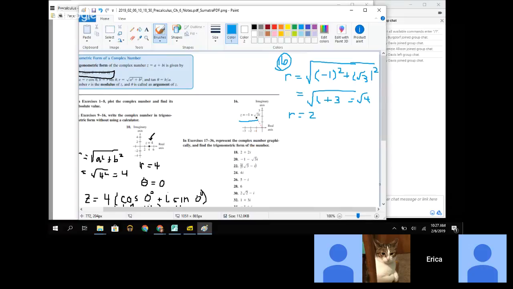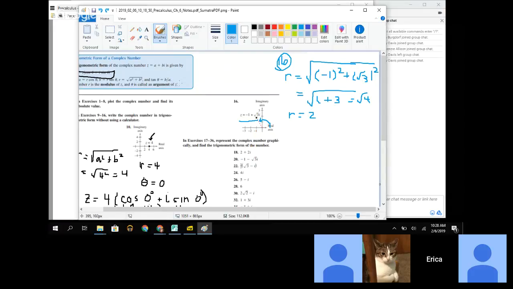Okay, so I know my R value is 2. Now, how do I figure out the angle here? I really can't look at this easily and tell you exactly where that's at, but there is a second part of this. There's a couple different things that you can do. The part that we're going to use is that the tangent of theta equals b divided by a. So remember, b is your complex part and a is your real part.